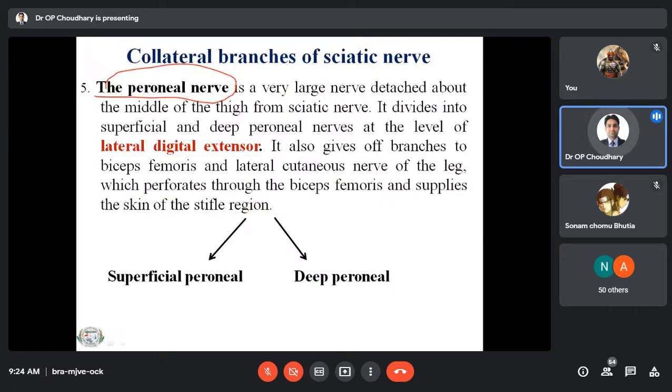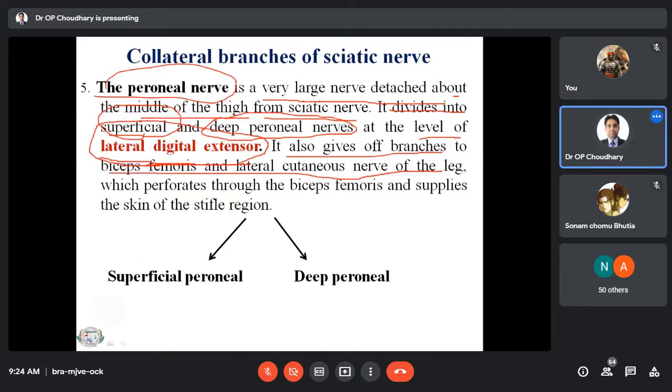So this peroneal nerve is a very large nerve, detached about the middle of the thigh from the sciatic nerve, and it divides into two parts, the superficial peroneal and the deep peroneal nerves. At the level of the lateral distal extensor, it will divide into two branches, the superficial peroneal and the deep peroneal nerve. It also gives off branches to biceps femoris and the lateral cutaneous nerve of the leg, and it supplies the skin and the stifle region.